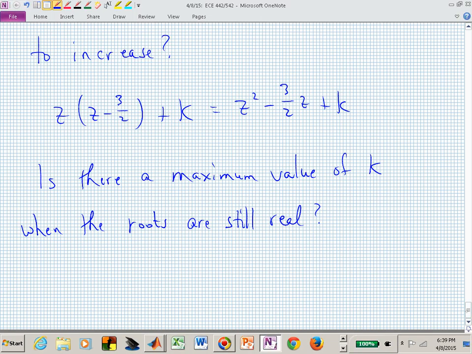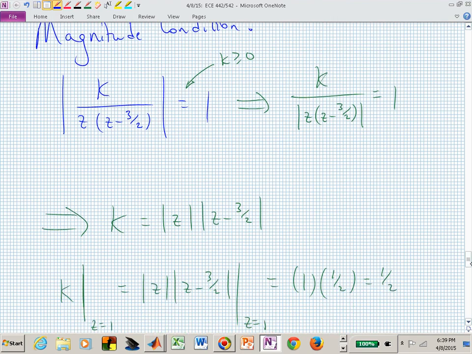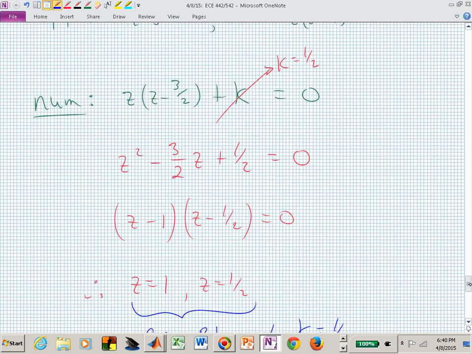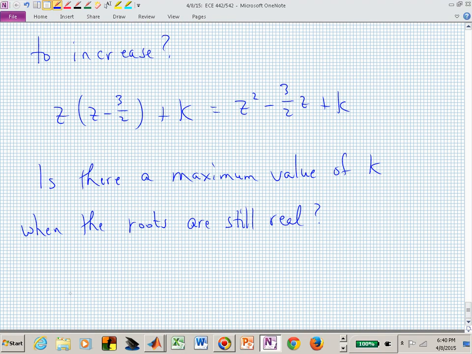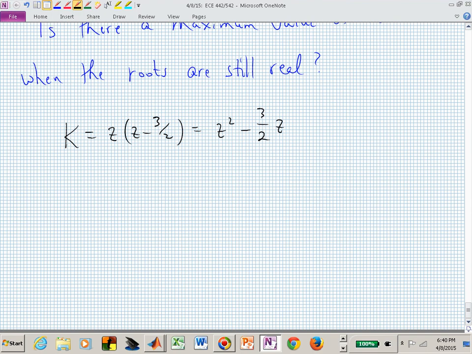And we know the formula for k. That was this formula right here. K is z times z minus 3/2, we can now use that. We know that K is z times z minus 3/2, or it's z squared minus 3/2 z. And we know we need it to be positive because we're having a non-negative value for K.